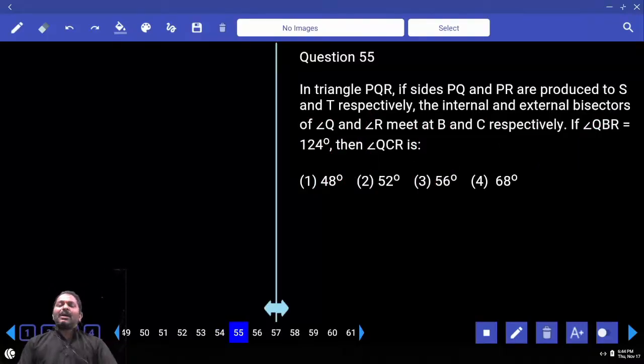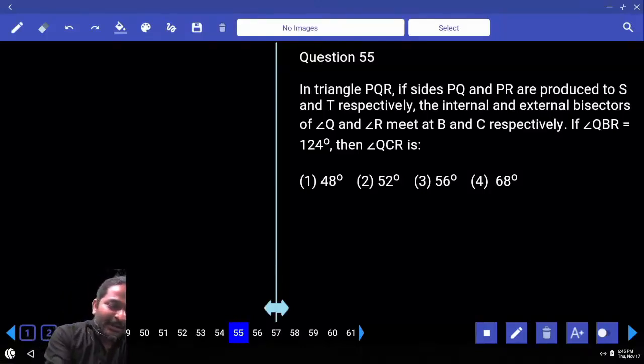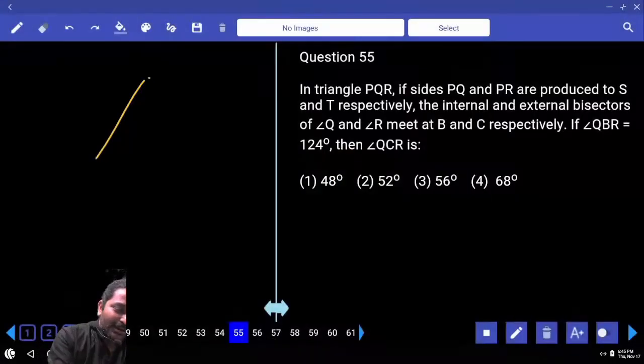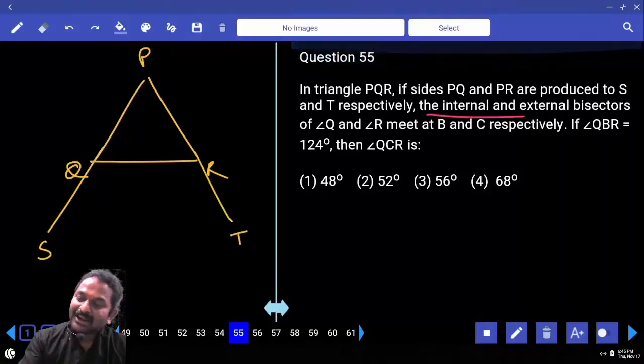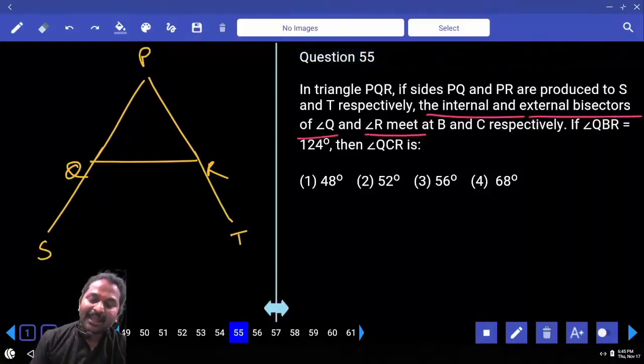In triangle PQR, if sides PQ and PR are produced to S and T respectively, the internal and external bisectors of Q and R meet at B and C respectively. QBR is 124 degrees and QCR is equal to what? Now we have a triangle PQR. Sides PQ and PR are produced to S and T. Got it? Next. The internal and external bisectors of angle Q and angle at R.